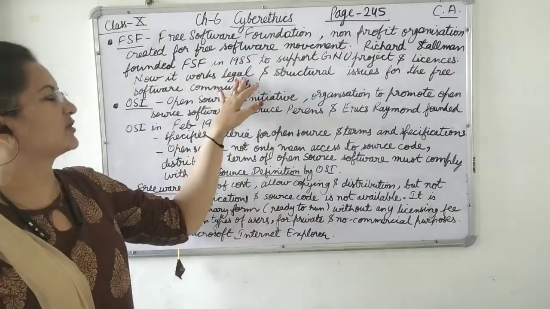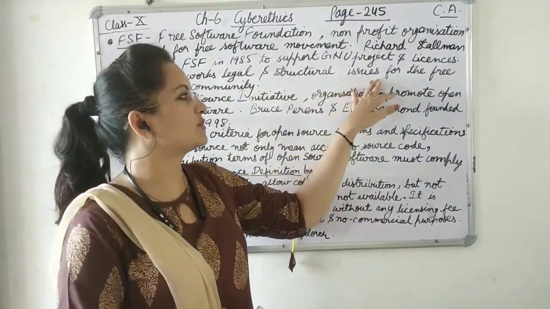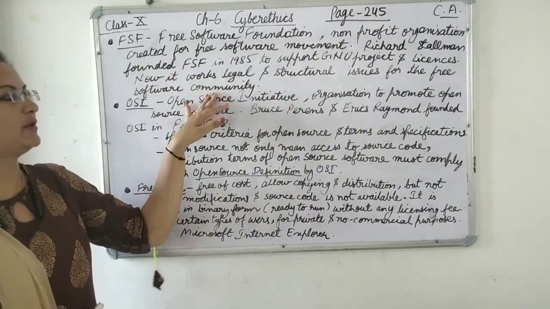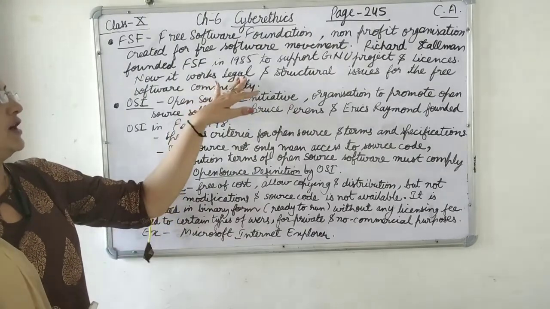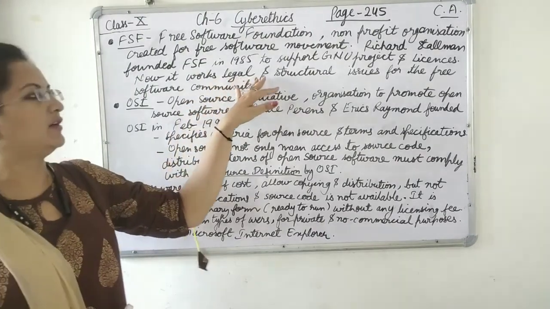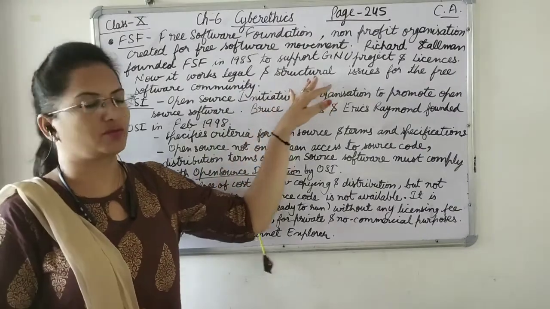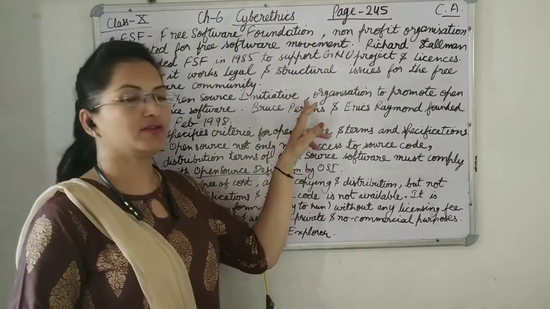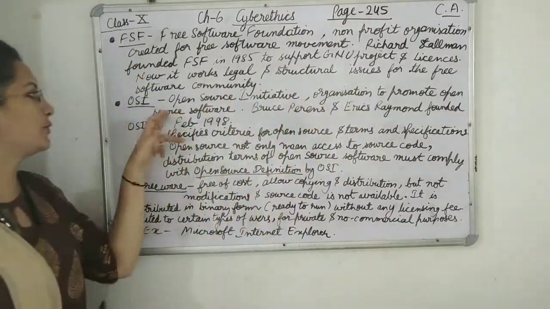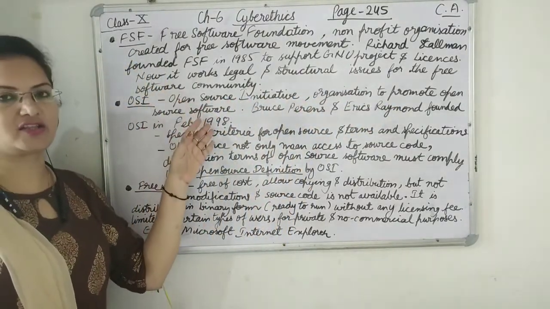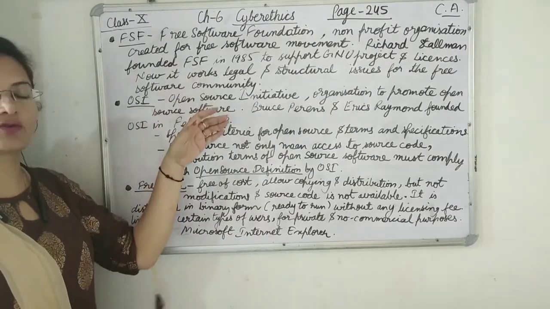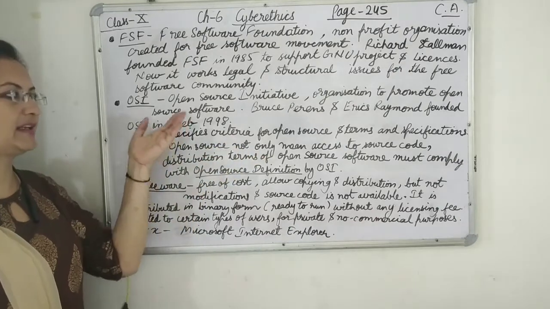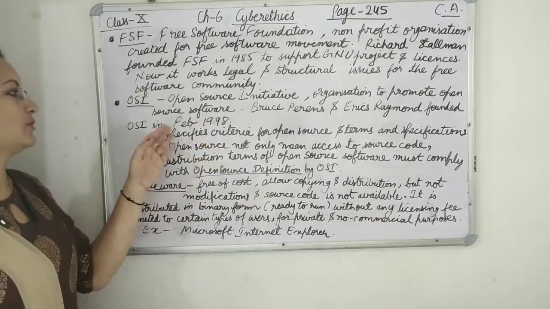Now this organization works on legal and structural issues for the free software community. Those who are developing free software, on that software it works on issues like legal and structural issues. OSI's full form is Open Source Initiative. This is the organization to promote open source software. Various organizations have been created to support the open source software movement, so that software is freely available to users and at least they can use some software to do their work.